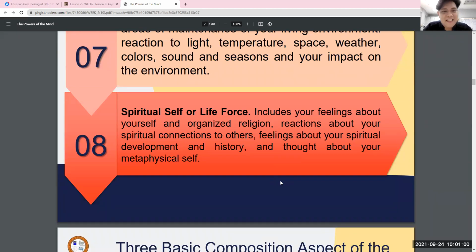Okay, another thing natin is spiritual self or life force. It includes your feelings about yourself in organized religion, reactions about spiritual connections to others, feelings about your spiritual development in history, and thoughts about your metaphysical self. It speaks about your inner, your spiritual self or life force. Spiritual self for those who are believing in God. Spiritual life force for those who are not believing in God.